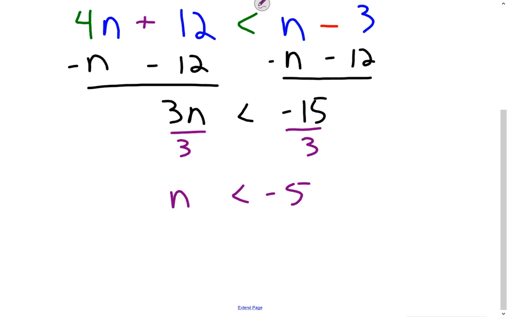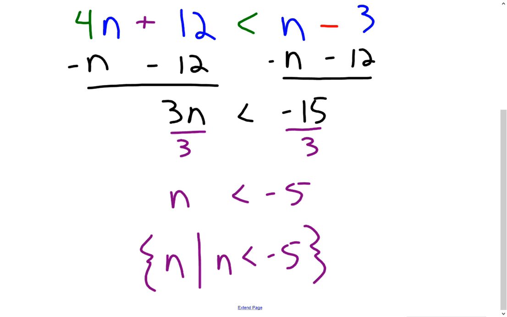And again, I could put that into set builder notation. So n is our variable such that n is less than negative 5. And we solved that little word problem.